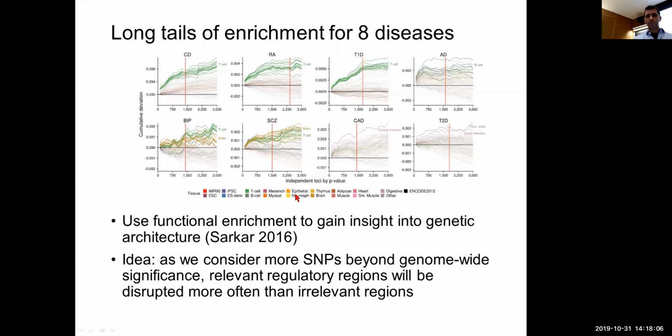If you look at schizophrenia, you basically see here that brain is very strongly enriched, across thousands of independent loci in the genome. If you look at several immune traits, like Crohn's disease, rheumatoid arthritis, type 1 diabetes, even Alzheimer's disease, you basically see that immune cells are very strongly enriched. And if you look at coronary artery disease, you see that it is instead heart, and that all of those enrichments continue across thousands of loci. Everybody with me here?